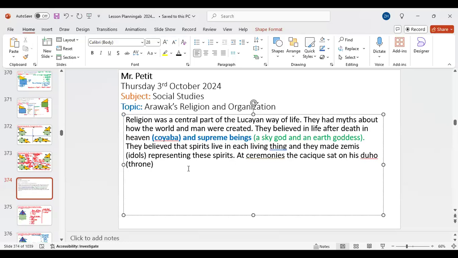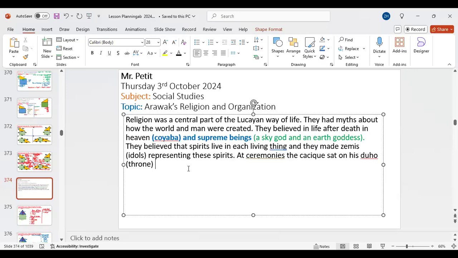Okay. Mr. Petit, yes? I think the words God and Goddess could be spelled with lowercase letters. Yeah, that'd be better. Definitely.